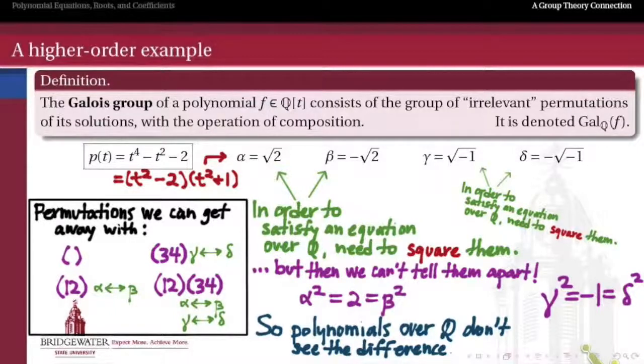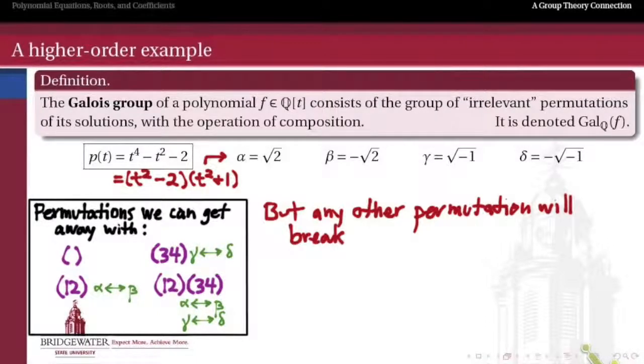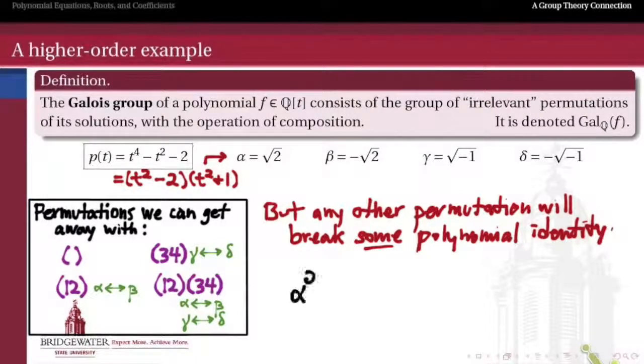So here are 4 permutations that I know I can do to any polynomial equation satisfied by alpha, beta, gamma, and delta over the rational numbers. But of course, there are some polynomials over the rationals that, if I apply a permutation that's not in this class that we've listed over here, some polynomial will break if I try a different permutation. So here's a polynomial satisfied by these roots: alpha squared minus 2 is equal to 0.